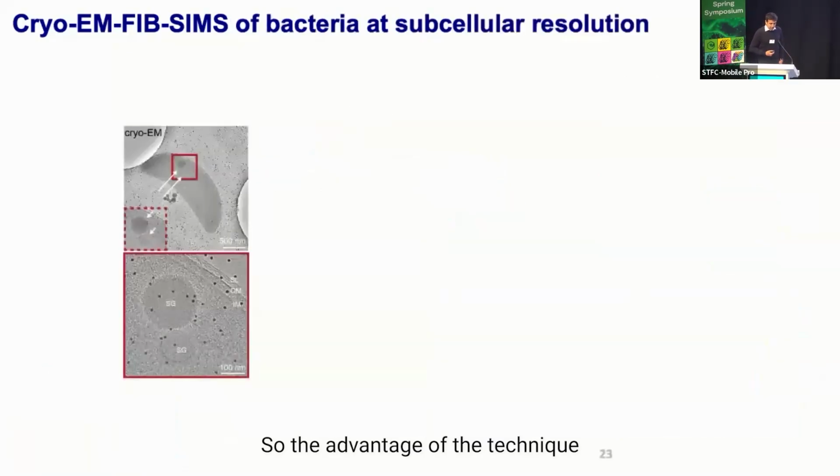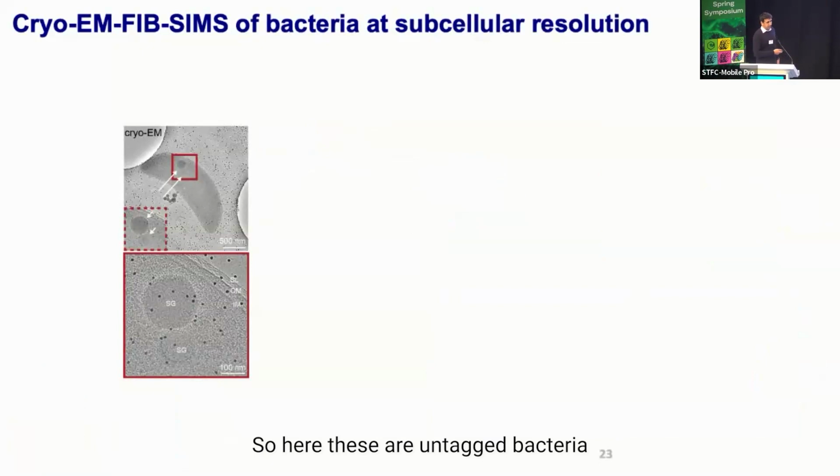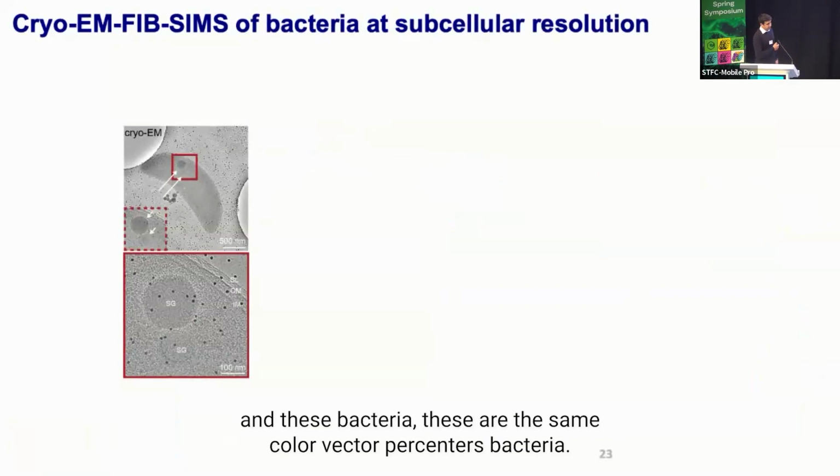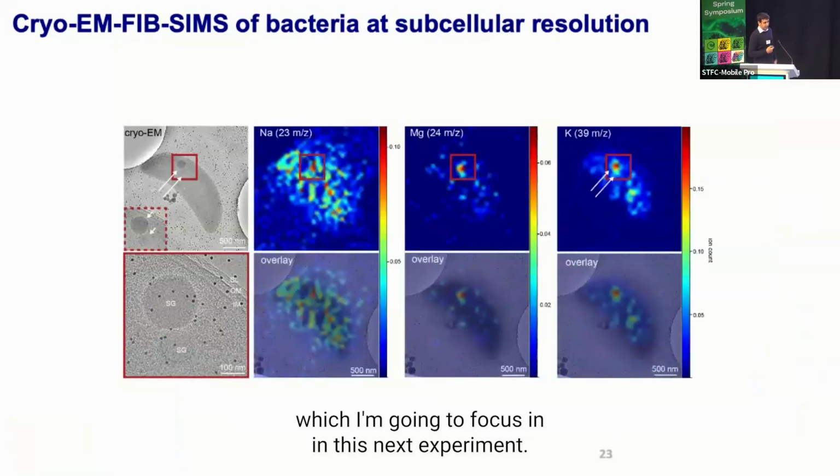So the advantage of the technique is that you don't just get the signal from what you tag, you get signals from everything that's in the sample. So here, these are untagged bacteria. And these are the same Caulobacter crescentus bacteria. They have this cell envelope, and they have these storage granules, which I'm going to focus on in this next experiment.